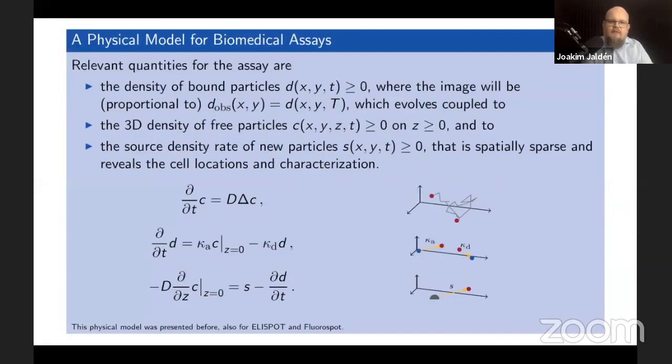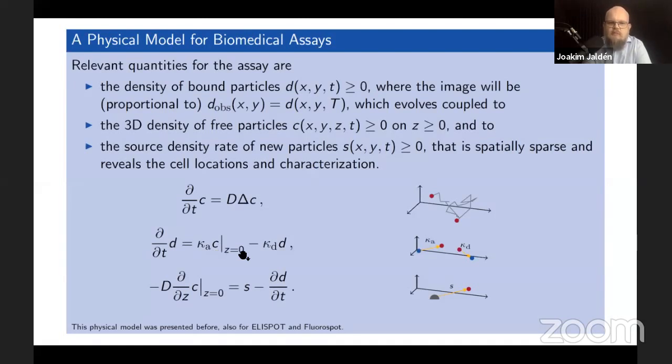And then in order to get the model, we simply link those quantities. So there is a number of partial differential equations which govern this, or one partial differential equation and boundary conditions. So the first one is probably familiar from physics at some point during the education. So this is simply the diffusion equation, which governs the movement of particles in 3 dimensions. So the free particles. Then the next one is also quite straightforward. So the rate of change of bound particles. So the particles which bind to antibodies are the particles which are close to the membrane.